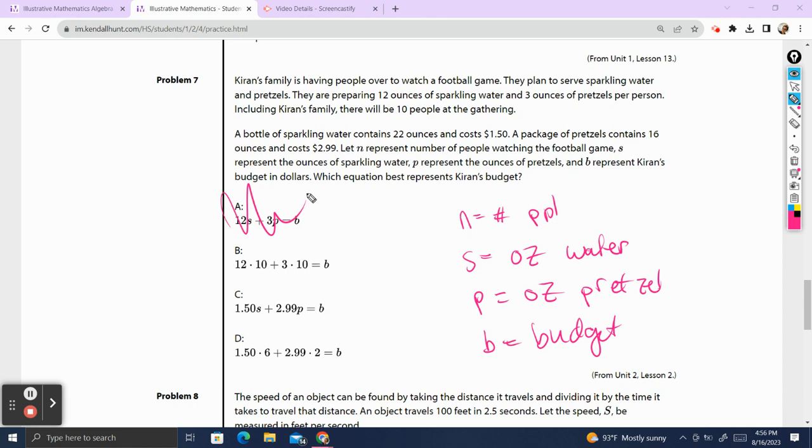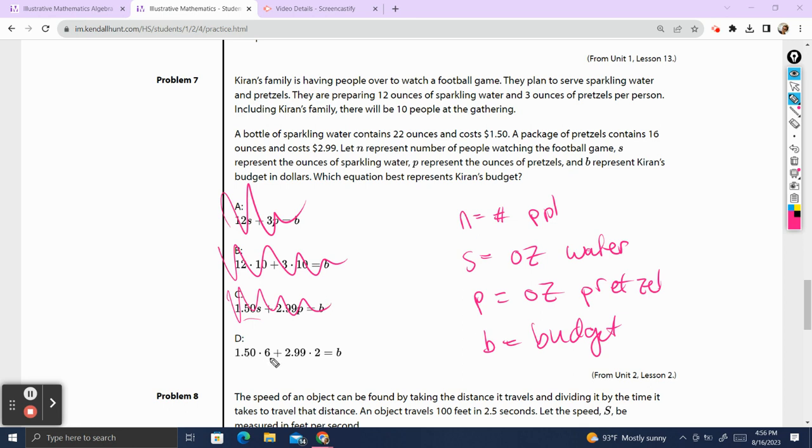12 times 10, so 12 ounces per 10 people. That value makes sense. 3 times 10, 3 ounces per 10 people, also makes sense. Again, this is equal to B. B is in dollars. Those are in ounces. It's not good. Let's see. 150 times S. Well, 22 ounces cost 150. This is saying each ounce costs 150. So immediately we know that this term doesn't make sense, so we cross it out.